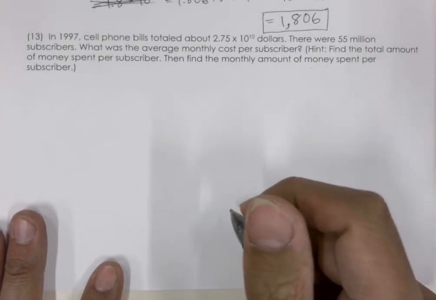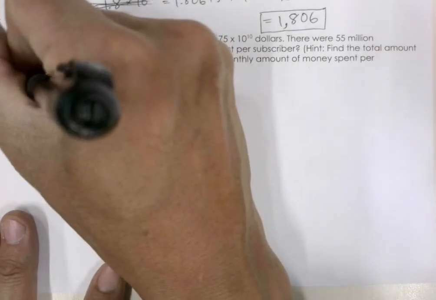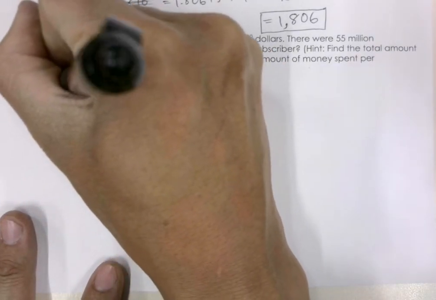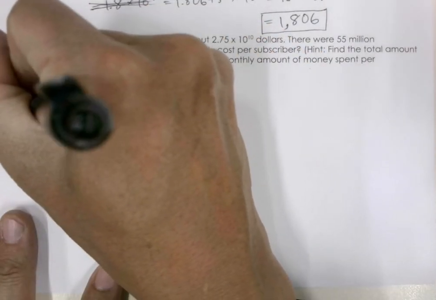So how would we find the amount per subscriber? It'd be the total amount spent divided by the number of subscribers.